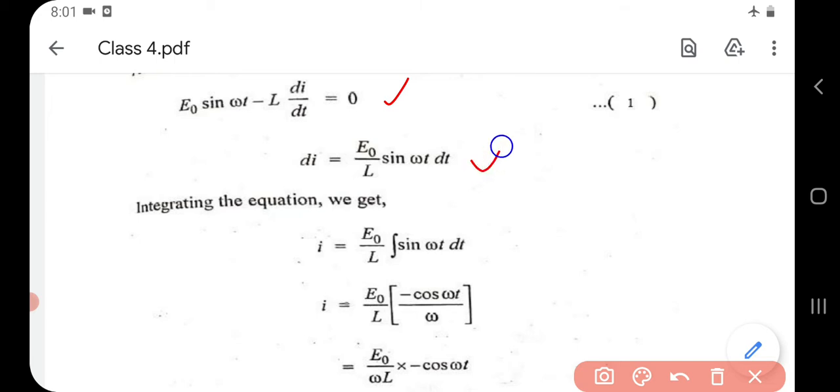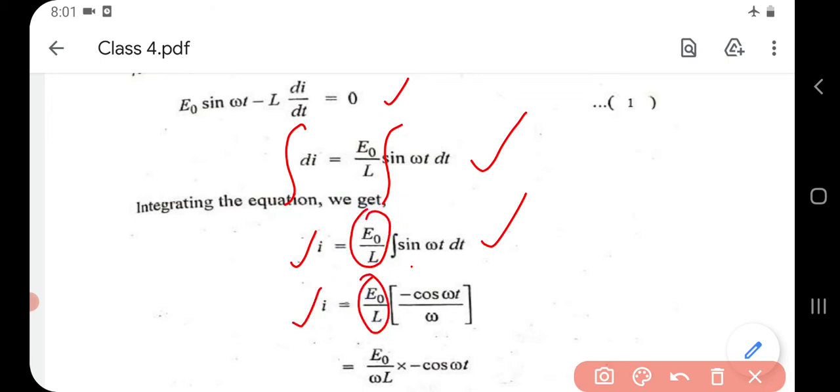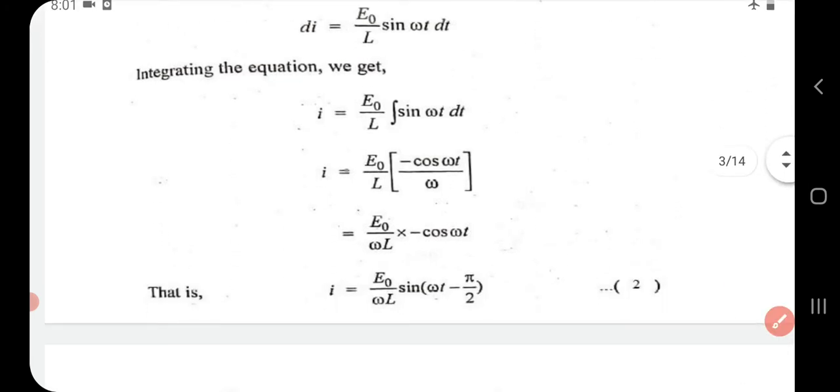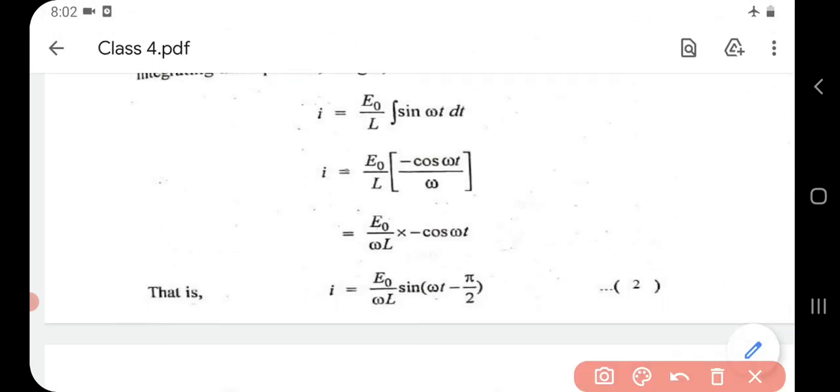So you will get di as this, and on integrating, the integral of di will be I, equal to E0 by L times the integral of sin omega t. You are taking the integral on both LHS and RHS. I is kept as such, E0 by L is also kept as such. Now what is the integral of sin omega t? Minus cos omega t by omega. It is written here. Then omega is taken outside, so it will be E0 by omega L times minus cos omega t.